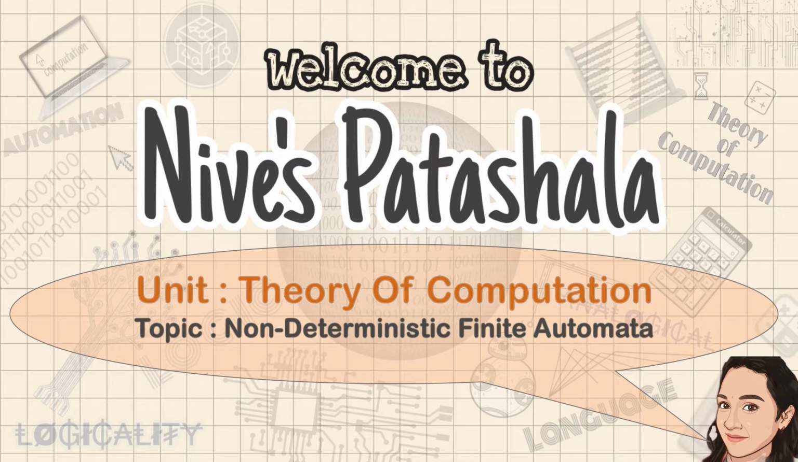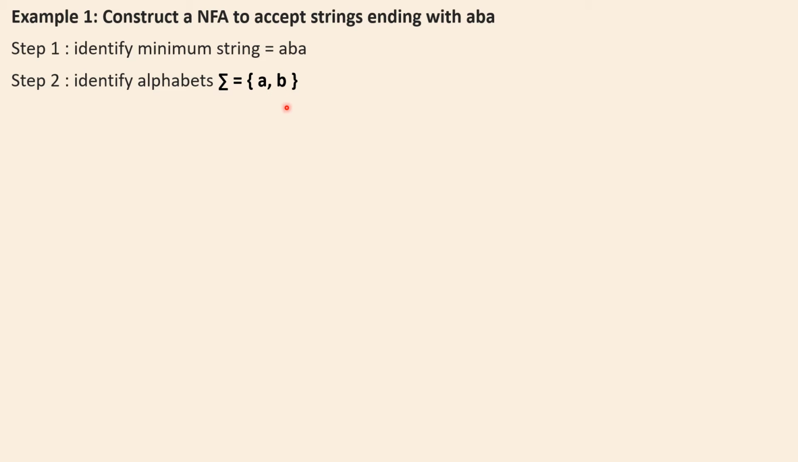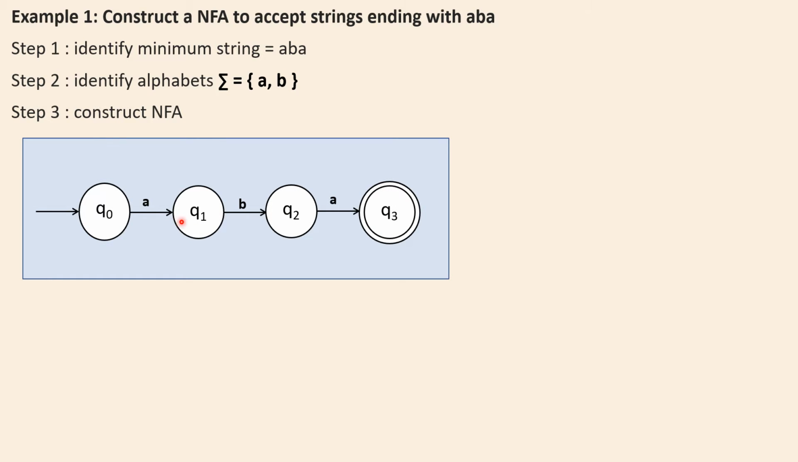In this video, we will be studying non-deterministic finite automata. In this example, we will construct an NFA to accept strings ending with ABA. So the minimum string is ABA and the input alphabets are A and B. Since the string ends with ABA, I will require n plus 1 states, so I need 4 states to construct the NFA. I have Q0, Q1, Q2 and Q3, where Q3 is the final state and the minimum string ABA is accepted by the NFA.